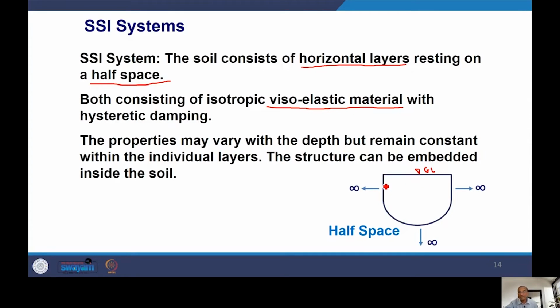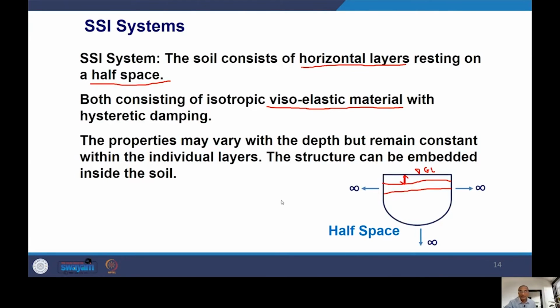And the properties of this half space as well as the layers. You may have a number of layers with this. If you have a layered site, it will be a layered half space. So you have a number of layers, these are layers 1, 2, 3, and these are straight lines. Then you can say it is a layered half space, and it is assumed that the properties of these layers are constant in the horizontal direction. They can vary from layer to layer, but within the layer the properties are assumed constant.